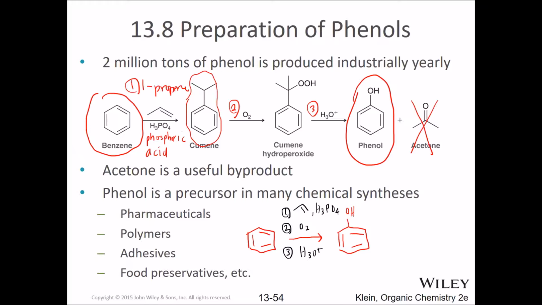I don't think I have anything else to say about this. Acetone is a useful byproduct. We can use it for lots of things. It's used as a solvent. It's used as a cleaner. I used to use it as a fingernail polish remover, but I think they use something different now, an ester. So either way, it's a useful byproduct. So here, okay, we might be interested in that.